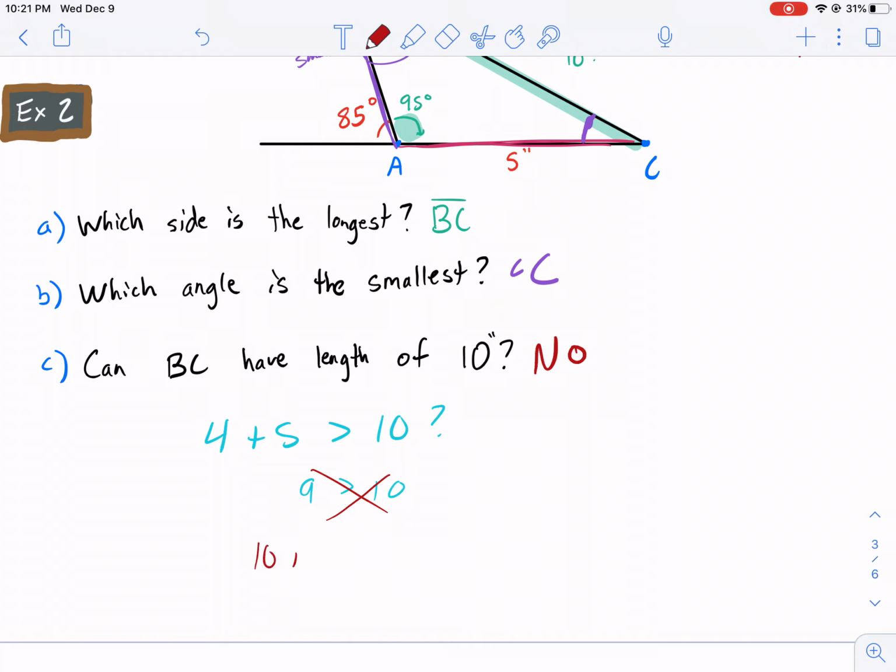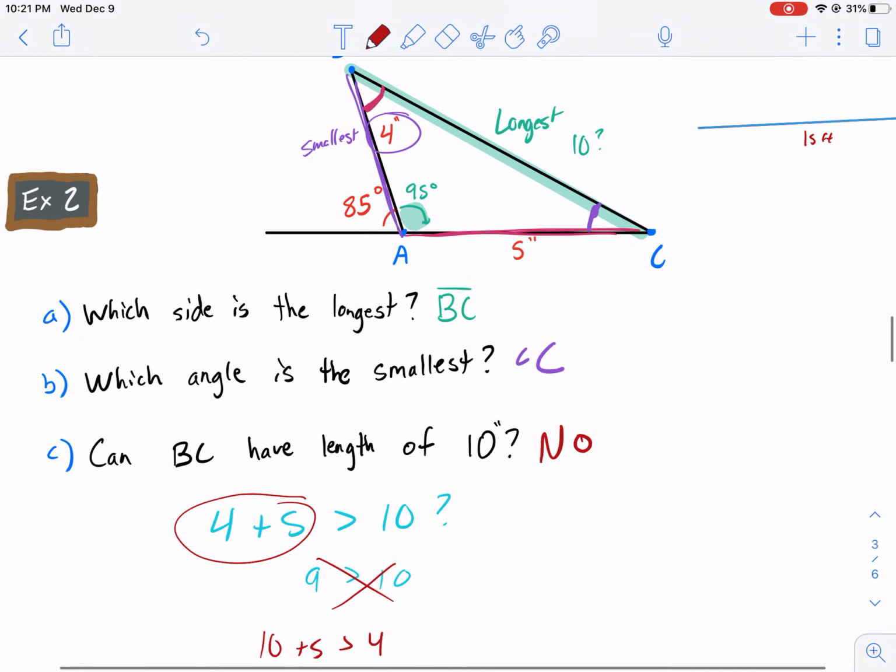Even though 10 plus 5 is bigger than 4, and even though 10 plus 4 is bigger than 5, because 4 plus 5 is not bigger than 10, this cannot be a triangle with a side length of 10 inches.